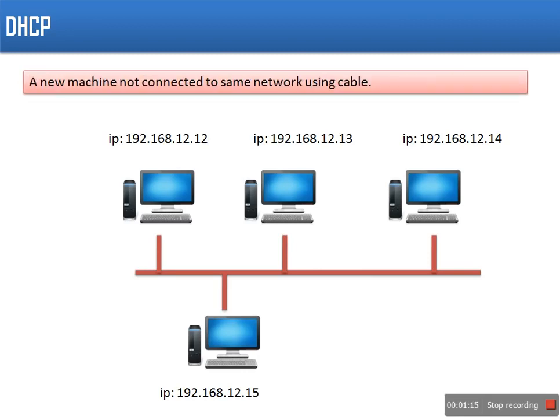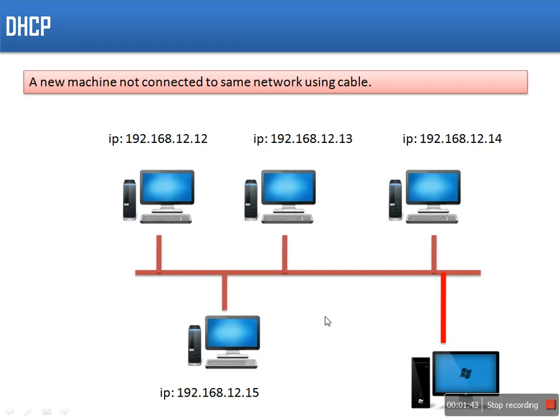Let's assume now a new machine is just connected to the network. A new machine is connected to this network using a wired cable. Now after connecting to the network, this machine has to be configured. When we say configured, it means the IP address, subnet mask, default gateway, all these details have to be filled in, configured on this machine.